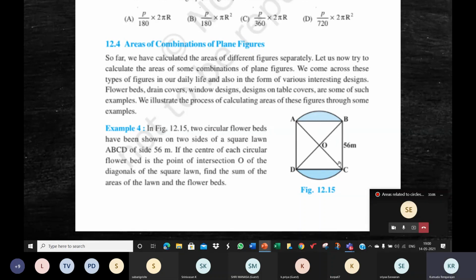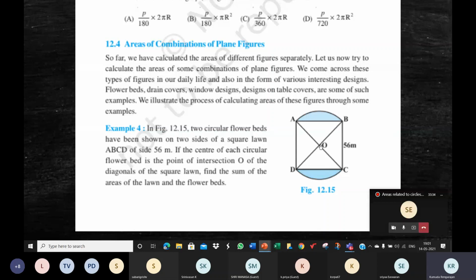So what are the figures here? Square and some circular regions, circular flower beds. Now what do you need for a square? Side. We know it. So you're good to go with the square. Any question related to the square you can answer. What about for the circular portions? We need the radius. That's not known, but we know the center. Oh, that is enough. We can somehow find the radius.